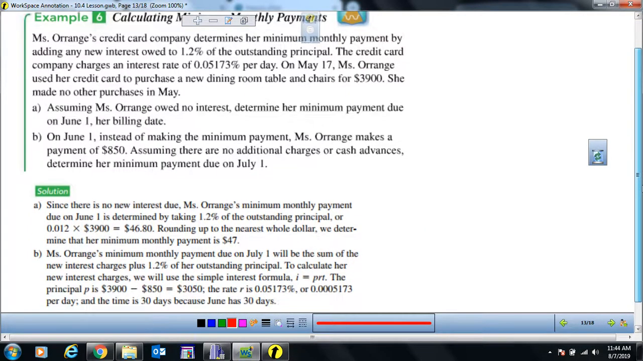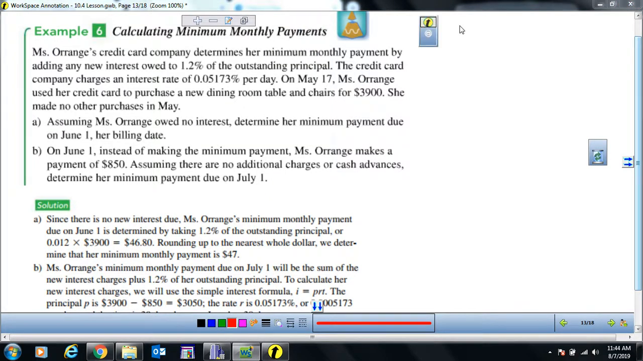So here we have our first example dealing with a credit card. Calculating minimum monthly payments. We're going to learn how to calculate minimum monthly payments for credit cards. Ms. Orange's credit card company determines her minimum monthly payment by adding any new interest owed to 1.2% of the outstanding principal. The credit card company charges an interest rate of 0.05173% per day. On May 17, Ms. Orange used her credit card to purchase a new dining room table and chairs for $3,900. She made no other purchases in May.